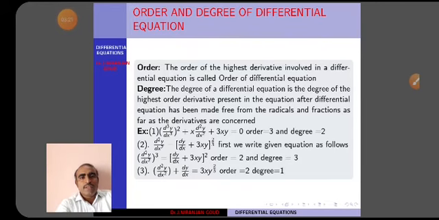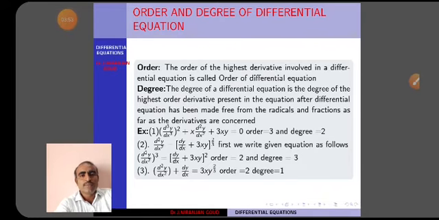So see example 1: (d cube y by dx cube) whole square plus x d square y by dx square plus 3xy is equal to 0. In this differential equation, we have a second order derivative and a third order derivative, but the highest order derivative is the third order derivative. So the order of the differential equation is 3, and the degree of the third order derivative is 2, nothing but the power of d cube y by dx cube is 2, so the degree of this differential equation is 2.